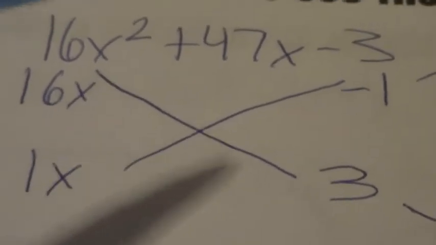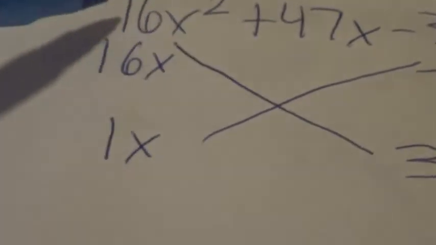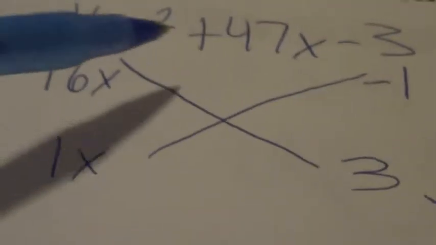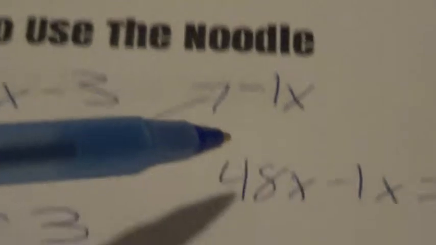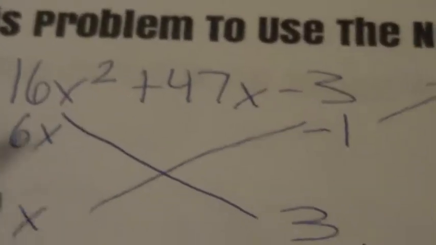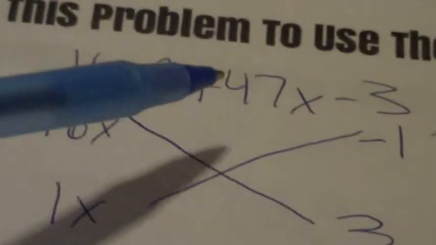Well, we want to combine both of these together to equal our middle number. So once again, this added or subtracted to this has to equal this guy right here. So let's check to see if we are. We said the first one was 48x. We said the second one was negative 1x. 48x minus 1x is 47x. There we have it, right there, 47x.